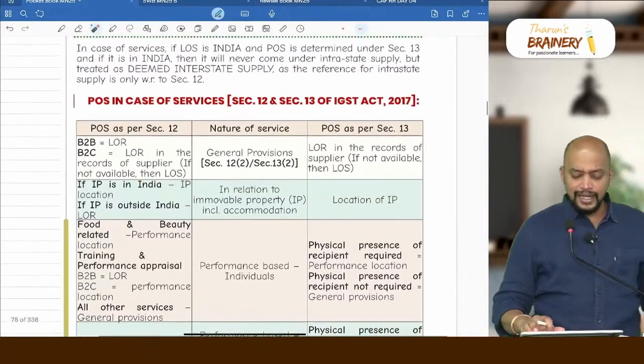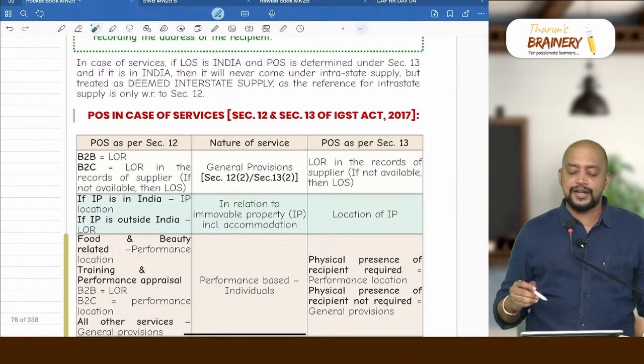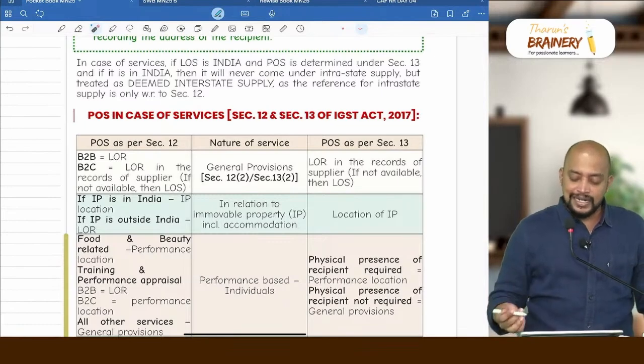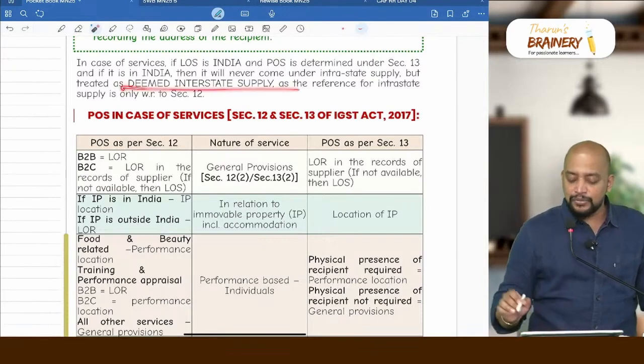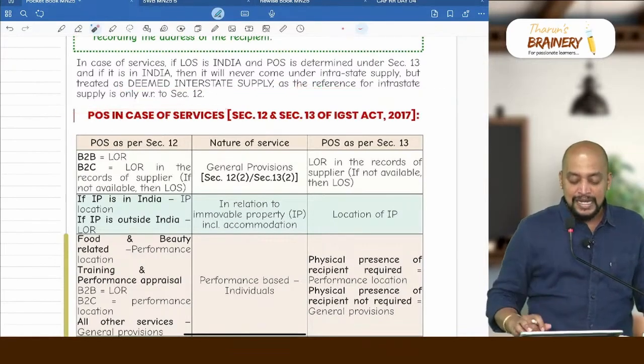Then next, here in case of services, if supplier is in India and recipient is outside India, then place of supply is determined under section 13, and if it is in India, always it will be deemed to be interstate supply, as the reference of intrastate supply is only with respect to section 12.